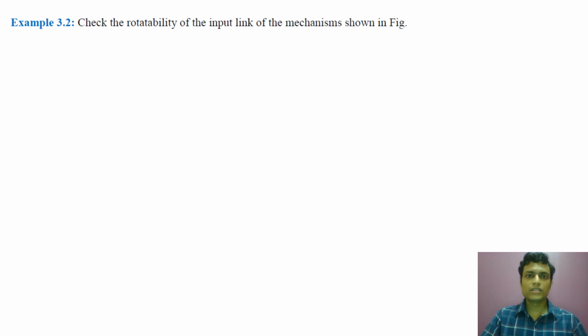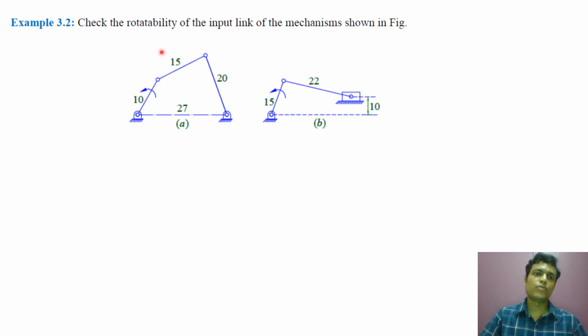With this concept, now let us solve these two problems. Check the rotatability of the input link in the mechanism. Why is rotation of the input link important? Because sometimes we will couple this mechanism to a motor. A motor can rotate 360 degrees. So in a mechanism, there must be a link which can rotate 360 degrees. Otherwise, we cannot couple the mechanism with the motor. So let us check the rotatability of the crank.